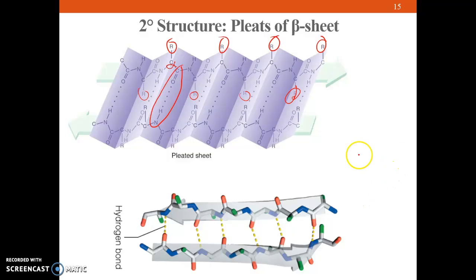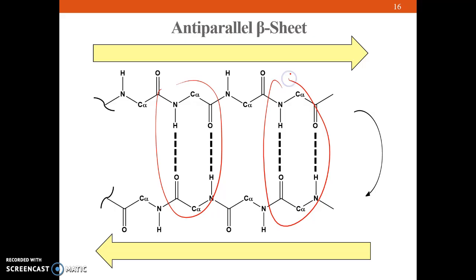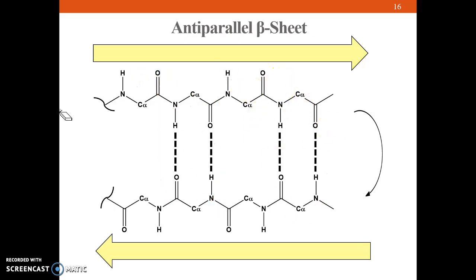So there's hydrogen bonding. The image on the top did not come from your book, and the image on the bottom did. And the hydrogen bonding on the bottom is shown as the yellow dashes. Okay? I made my own image of an anti-parallel beta sheet showing the hydrogen bonding. If you look at the hydrogen bonding here, it kind of looks like two next to each other, a little gap, and then two more next to each other here. Okay?